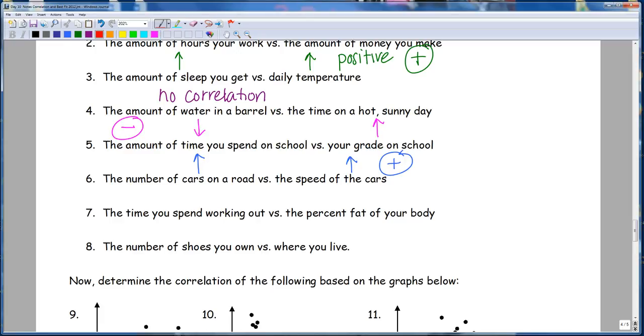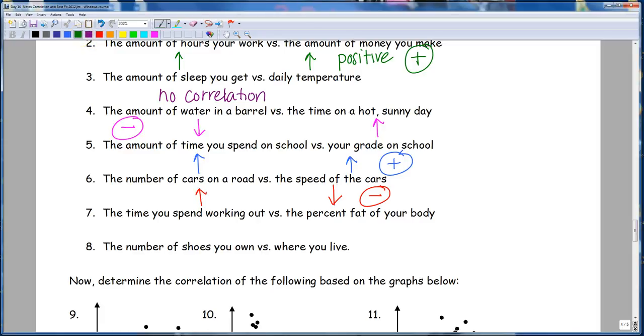Next. Number of cars on a road versus the speed of the cars. Well, as there are more cars on the road, that's something called traffic. And in traffic, the speed of the cars goes down. More cars, the slower they're going to go. This is negative correlation.